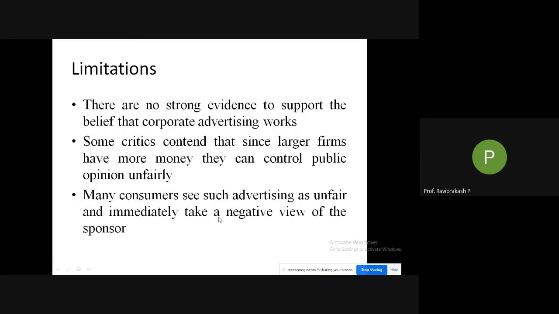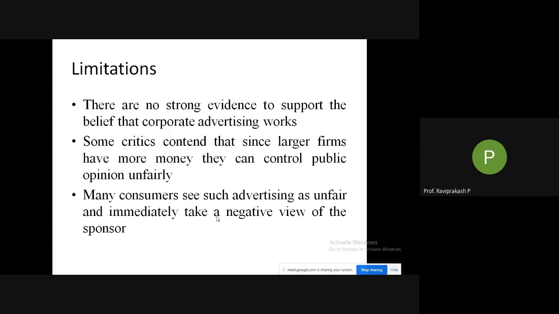Okay, then comes the limitations of these things. What are the limitations? There is no strong evidence to support the belief that corporate advertisement works. People are doing all kinds of things, but there is no evidence that corporate advertising will work for them. They think that it is working and they do it, but in reality there is no evidence which supports the claims of corporate advertising.